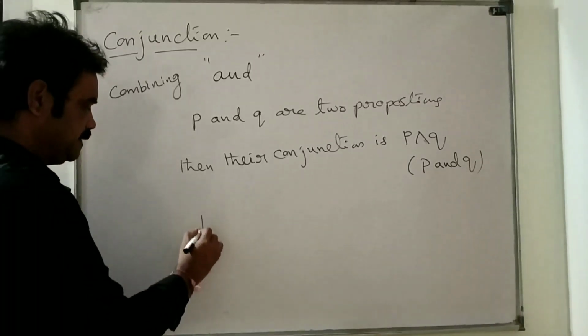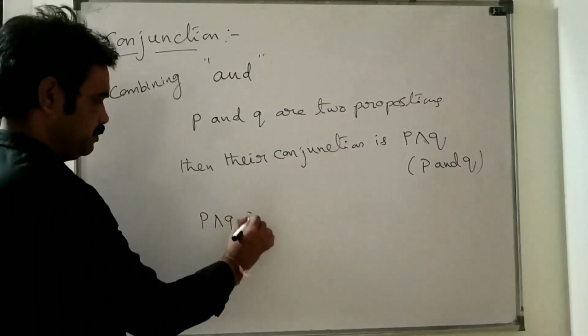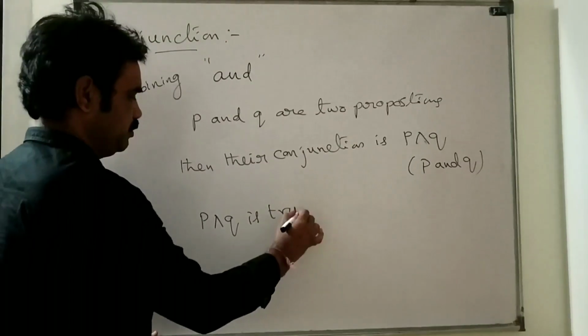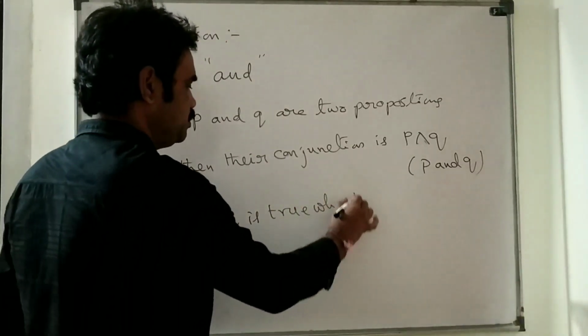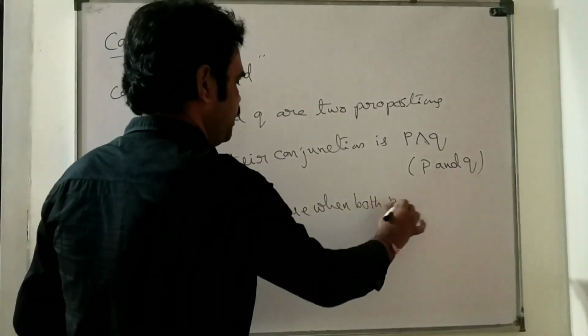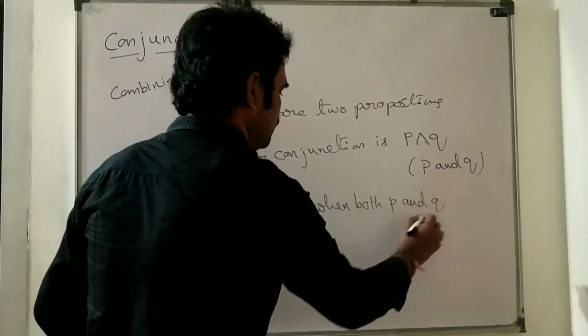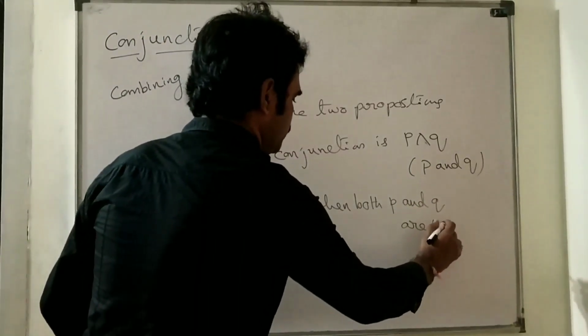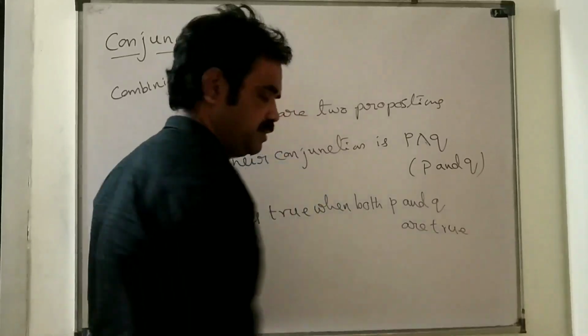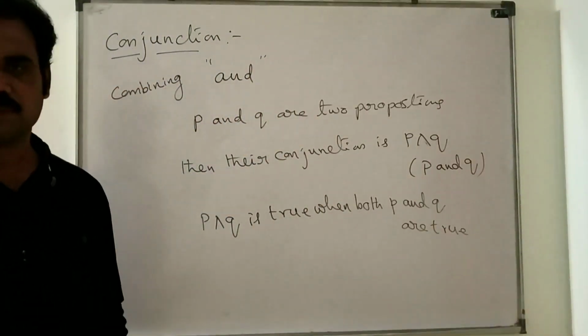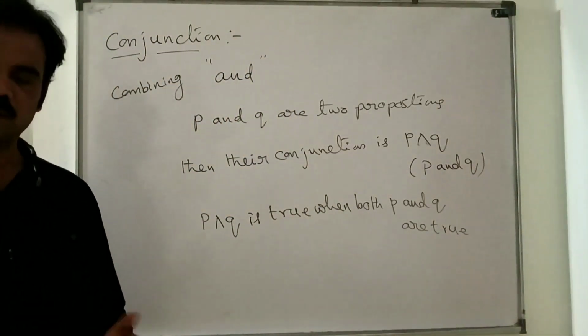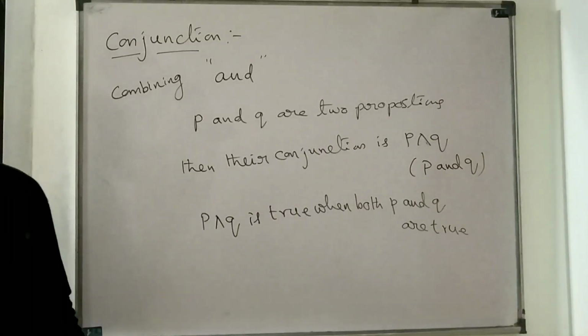And this conjunction P and Q is true when both P and Q are true. Conjunction is true when both the statements are true. In all other cases, the conjunction is false.